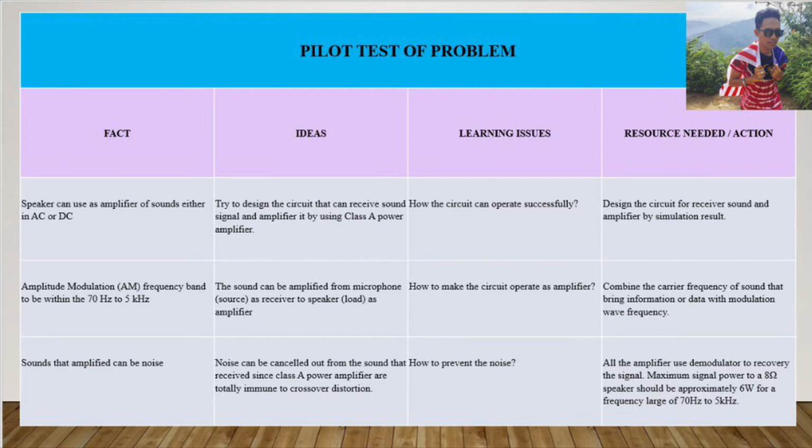And the fact that sounds that are amplified can be noise, and the idea is noise can be cancelled out from the sounds that receive, since class A power amplifiers are totally immune to crossover distortions. And the learning issues are how to prevent the noise. And lastly, the resources needed, the amplifier uses demodulator to recover the signal. Maximum signal power to 8 ohm speaker should be approximately 6 watt for a frequency range of 70 Hz to 5 kHz. Thank you.